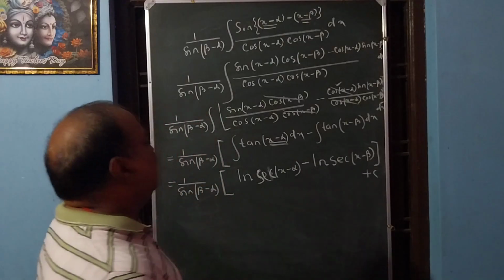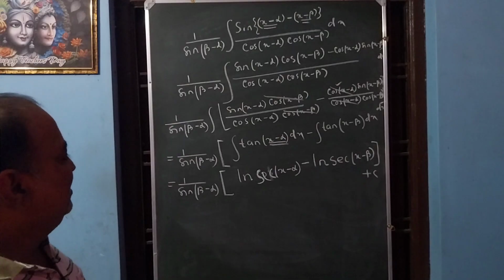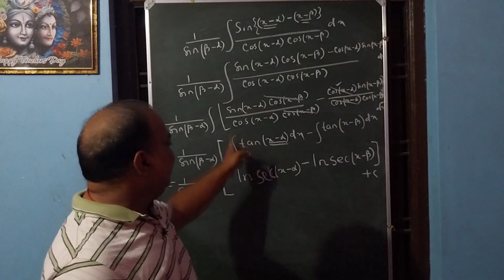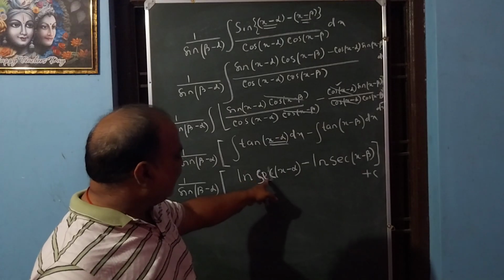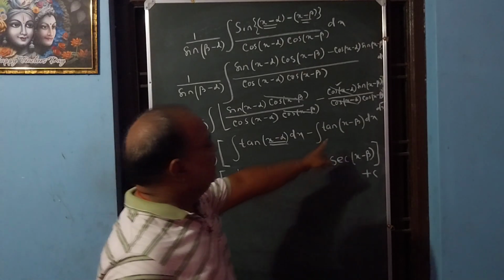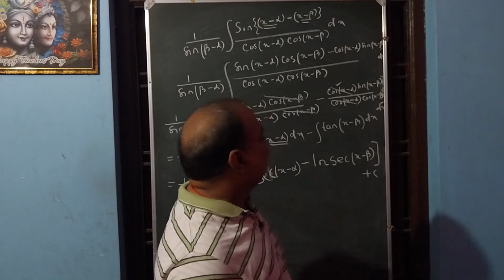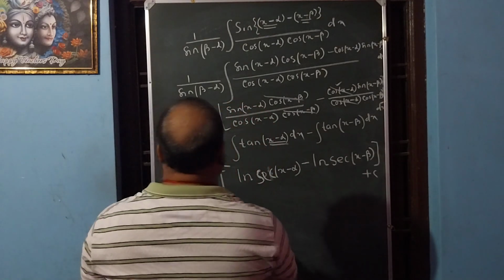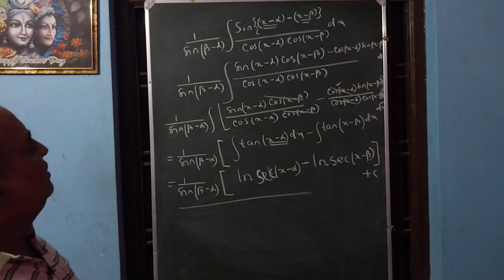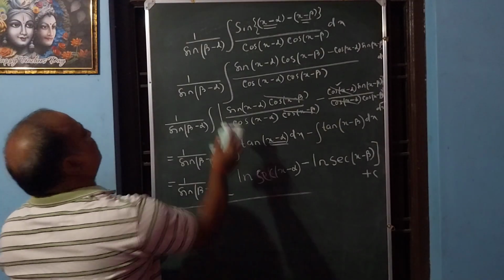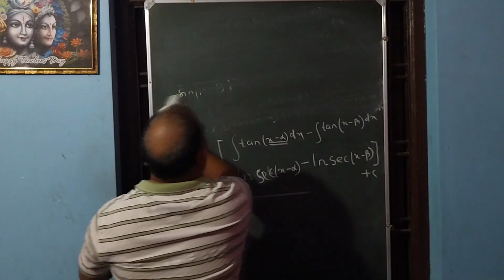Okay, you know that the integration of tan x is ln sec x. So we get the integration of tan(x minus alpha) dx, that is ln sec(x minus alpha), then the integration of tan(x minus beta) is ln sec(x minus beta). This is the answer. Write down another question.